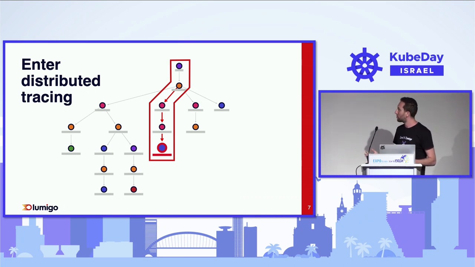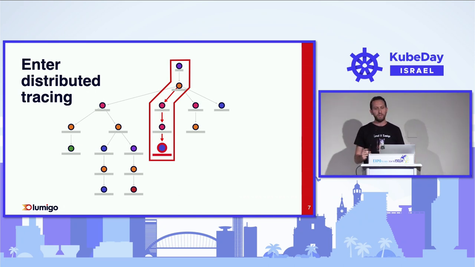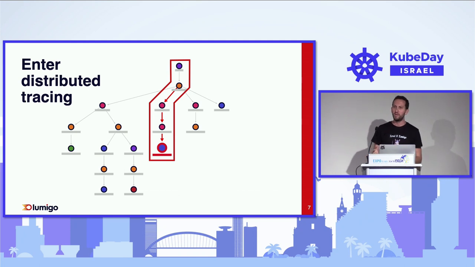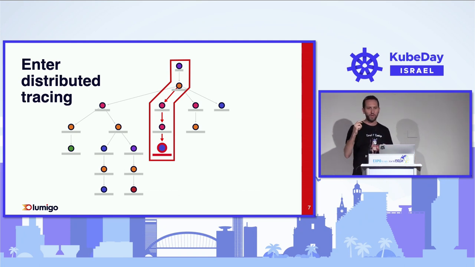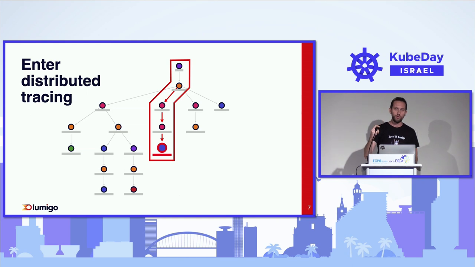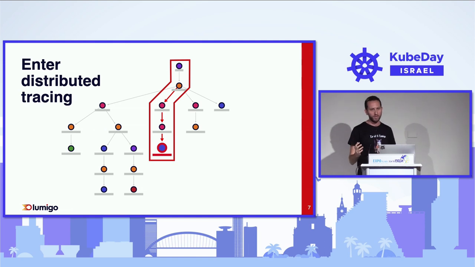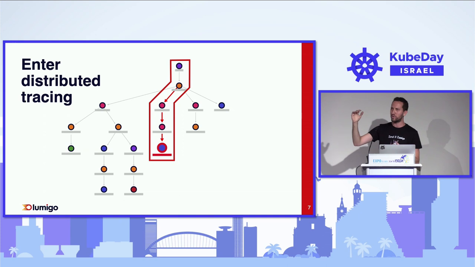For those of you who are not familiar, distributed tracing basically provides you with visibility into that entire request flow end to end. So a visual representation of those services, which service is calling which service, the latency, metadata, payloads, a lot of things that you can attach to these services to be able to visualize that request flow and debug in a much easier fashion.